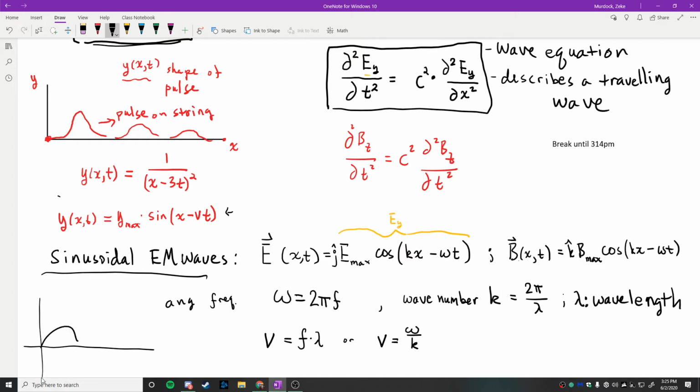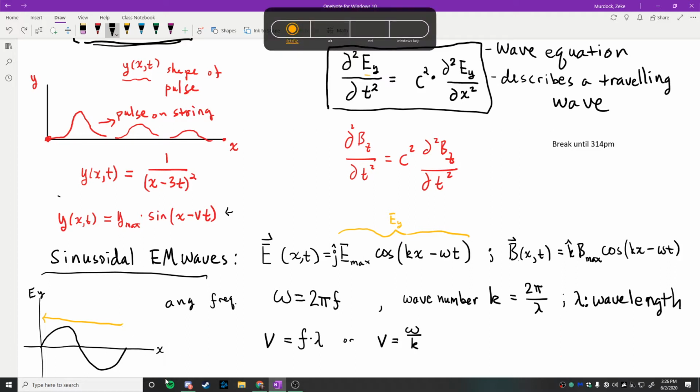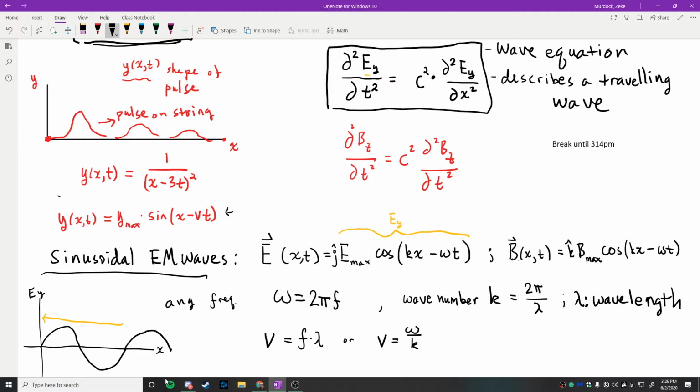If this was our wave, where this represents the y component of the electric field, and this right here represents the spatial dimension x, then the wavelength of the wave is basically the length from here to here for one oscillation. And the oscillation basically continues. So the distance from basically there to there is what we call the wavelength. And then k is just kind of the inverse of that, what we call the wave number. But this is a pretty handy equation right here.